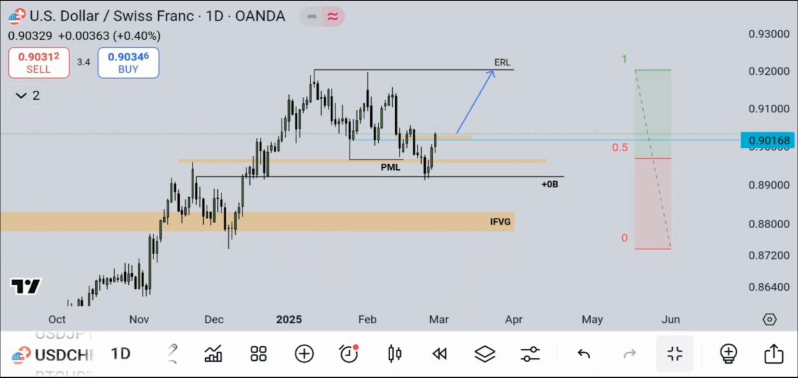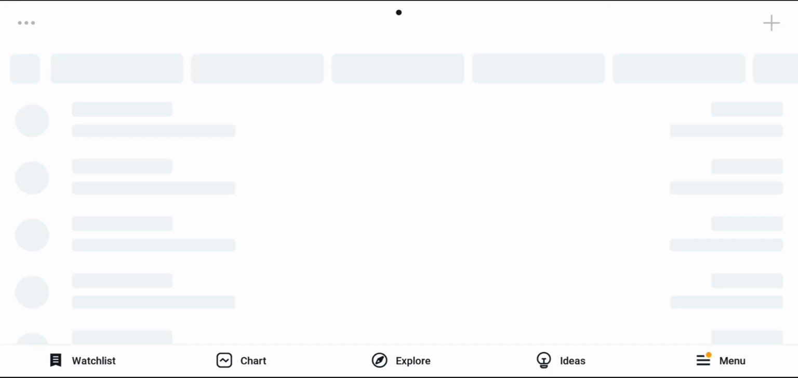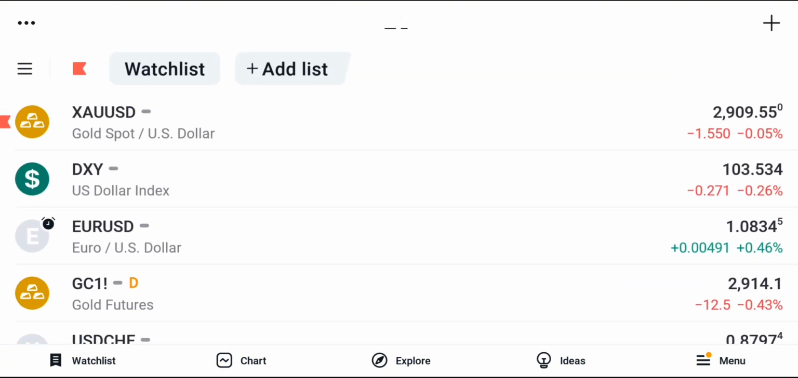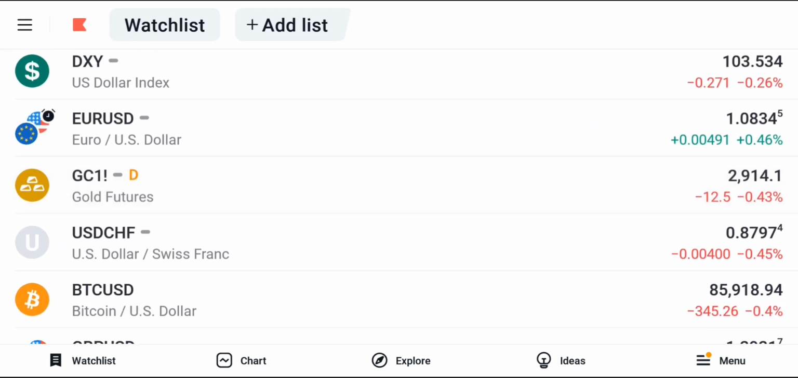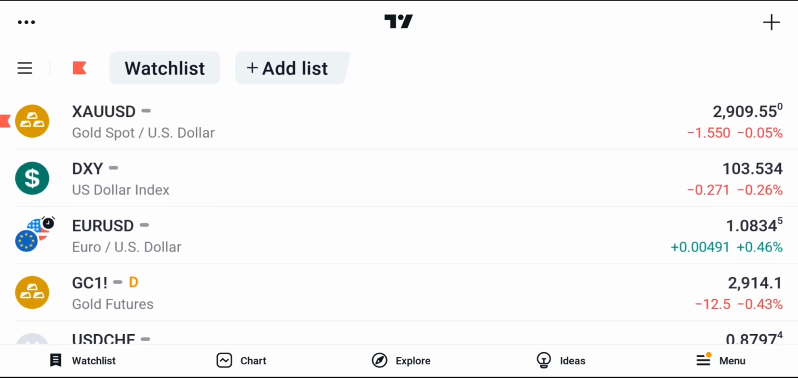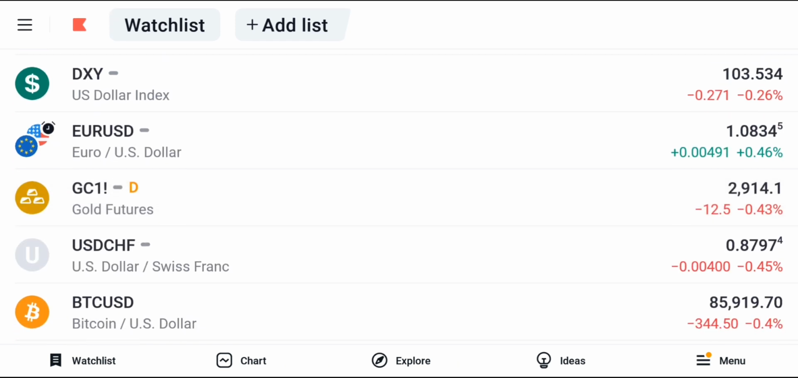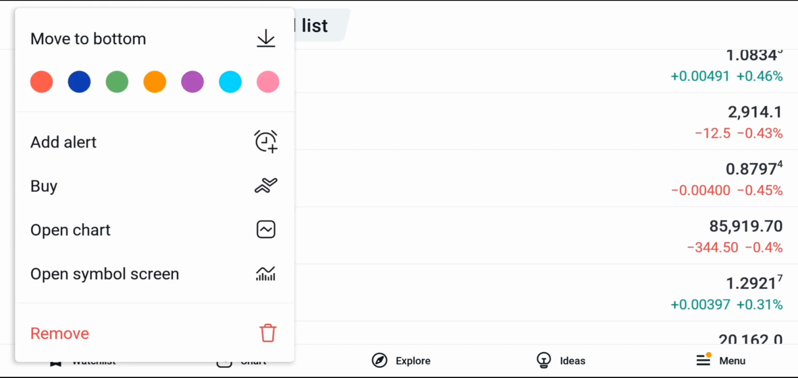I think I'll take you to my TradingView. Yes, I'll take you to my TradingView and show it to you guys, right? So these are the pairs that I'm currently trading, right? So if I don't see any setup in these pairs, I actually don't trade, because they are the sweetest pairs, right?